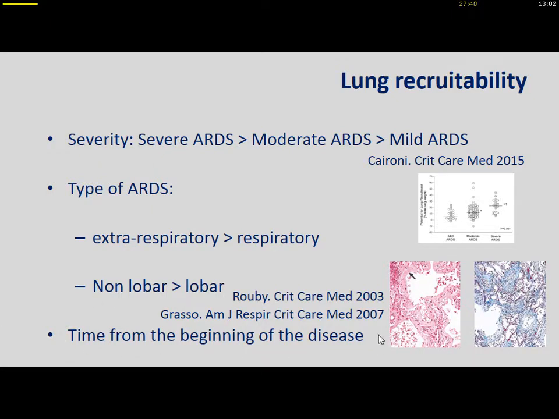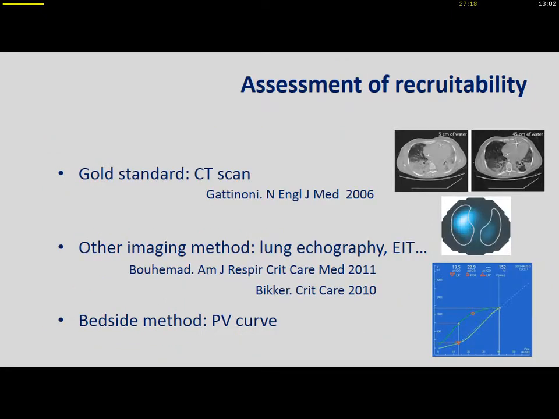And the time from the beginning of the disease is important. If we manage a patient early, the alveoli are filled with liquid, protein-rich edema. Now, if we wait 3, 4, 5 days, we have some fibrosis occurring, and then it's more difficult to recruit. So how can we assess recruitability?